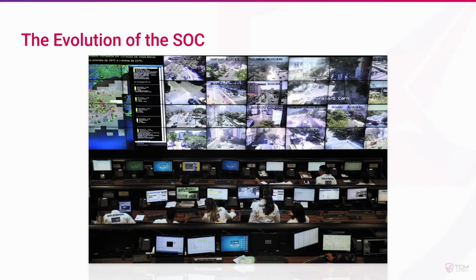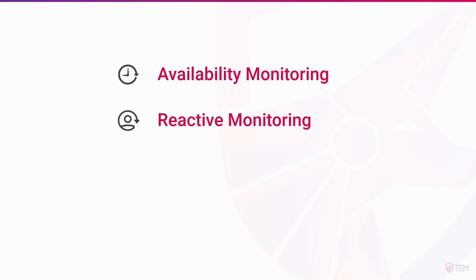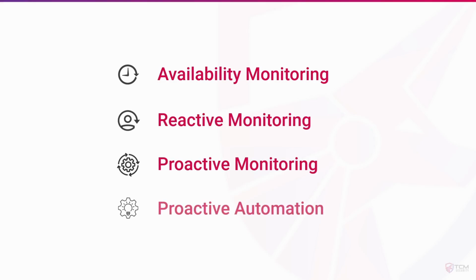And we can also take a step back in time and understand how the concept of a SOC has evolved over time. And maybe in doing so, we can better understand how the priorities and the functions within a SOC have shifted to meet the changing landscape of threats and challenges. But at a high level, we've essentially seen changes from a primary focus on just availability monitoring to more reactive monitoring. And from there, we've moved on to proactive monitoring and now to proactive automation.